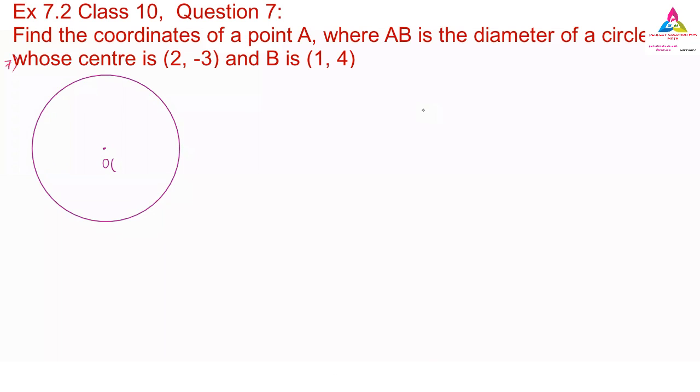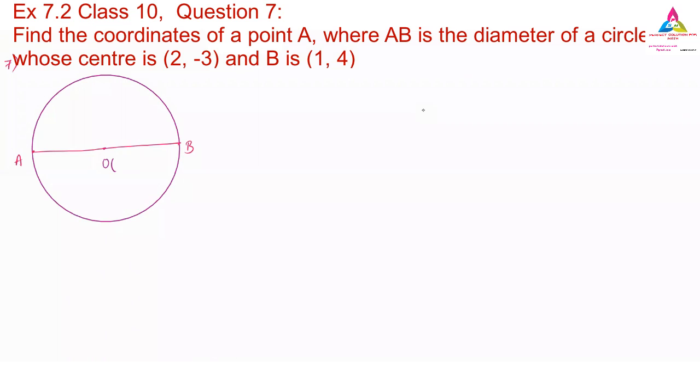Seventh question of the exercise, 7.2. They have given a circle and one diameter, that is AB. So I will draw that AB diameter first, and when AB diameter comes, it must pass through what? The center. So we will take the center as O.